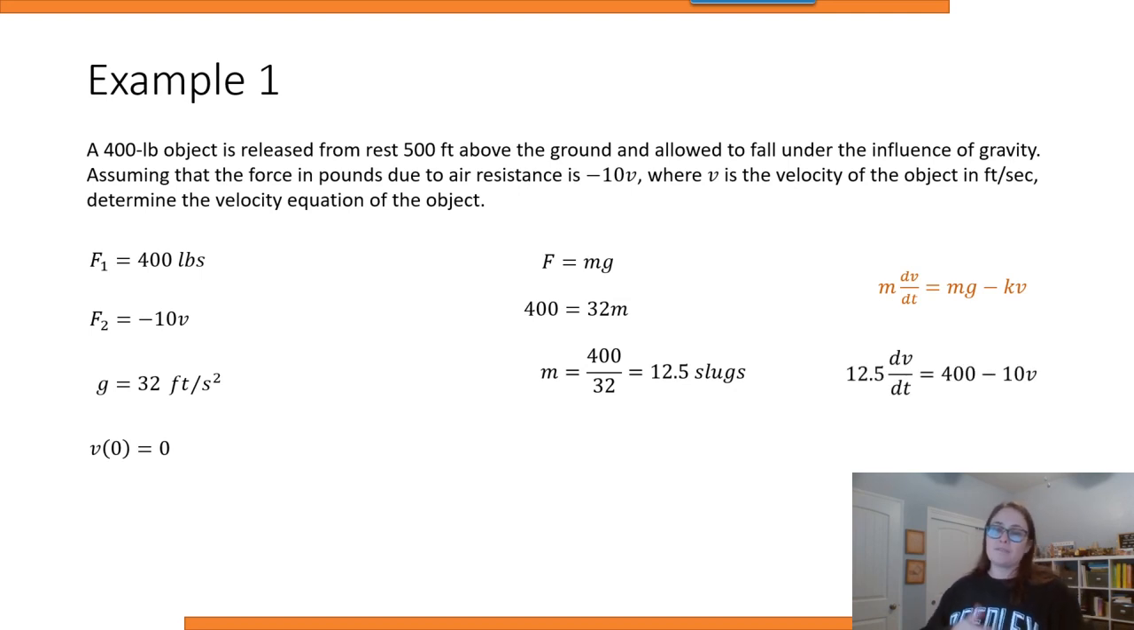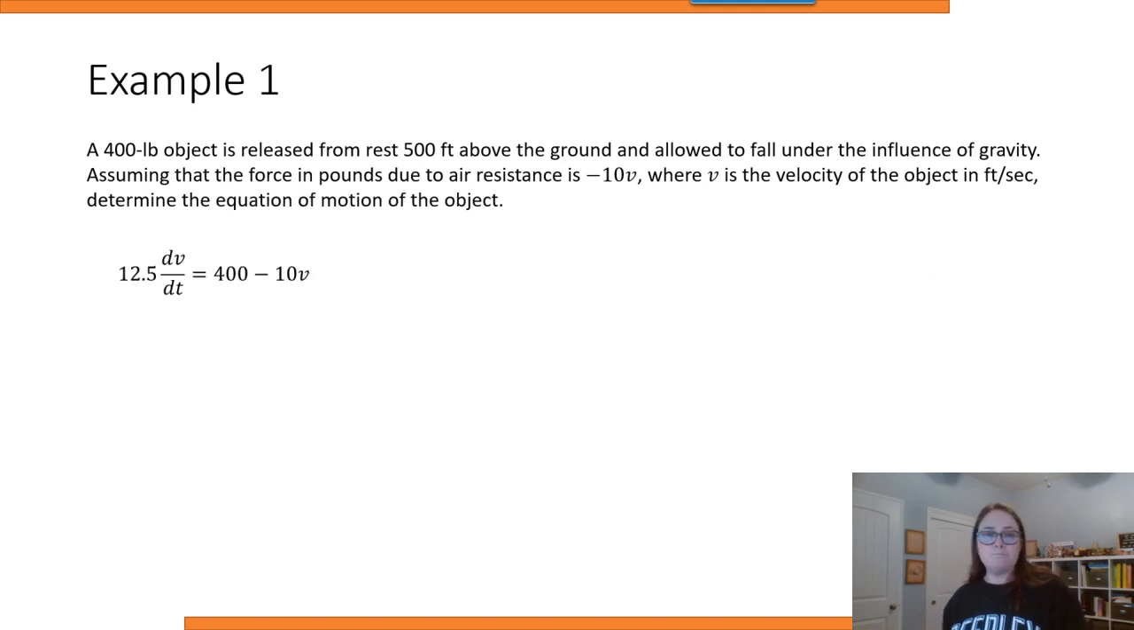So that 12.5 goes out on the left, and then we got the 400 minus 10v on the right. And so this is a linear first order differential equation. I have a couple options here. I could solve this using separation of variables, or I can solve it using integrating factor. I went ahead and picked separation of variables for this first example, but you could use an integrating factor if you prefer here. Okay, so to separate the variables, I'm going to divide by 12.5.